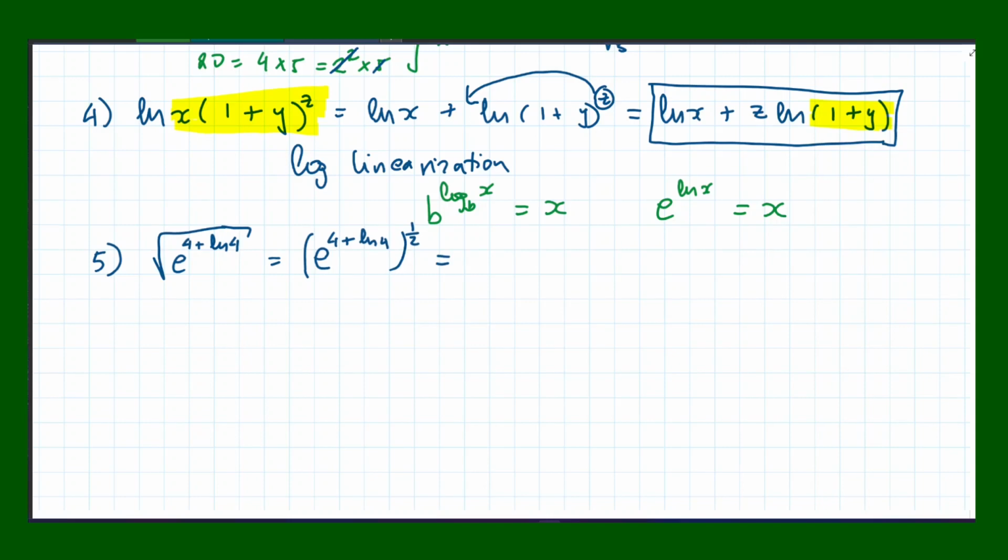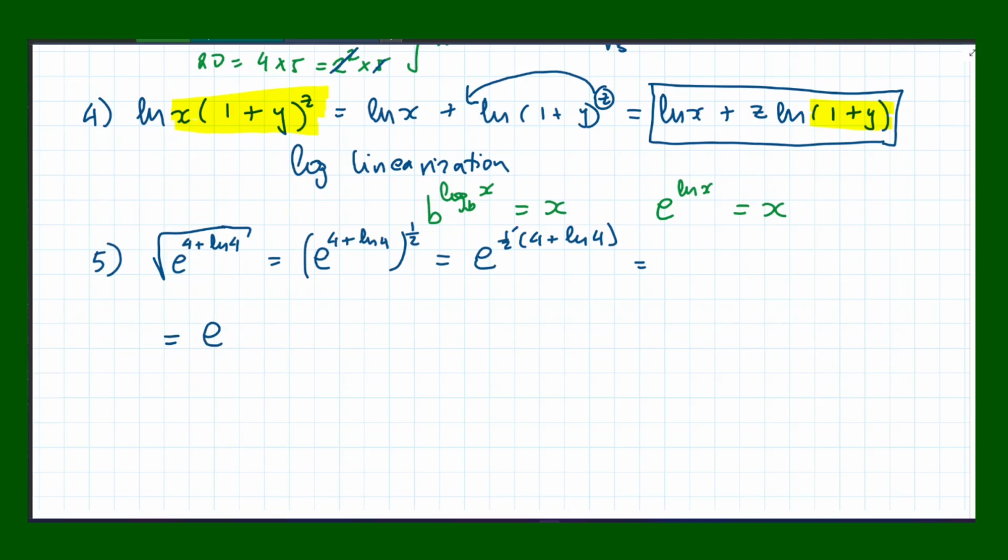half power. And now, again, remembering my exponent rules from the exponent series, when I raise an exponent to an exponent, I just need to multiply those exponents together. So I'm going to keep e to the half times 4 plus ln of 4. Write the rest of the expression here.